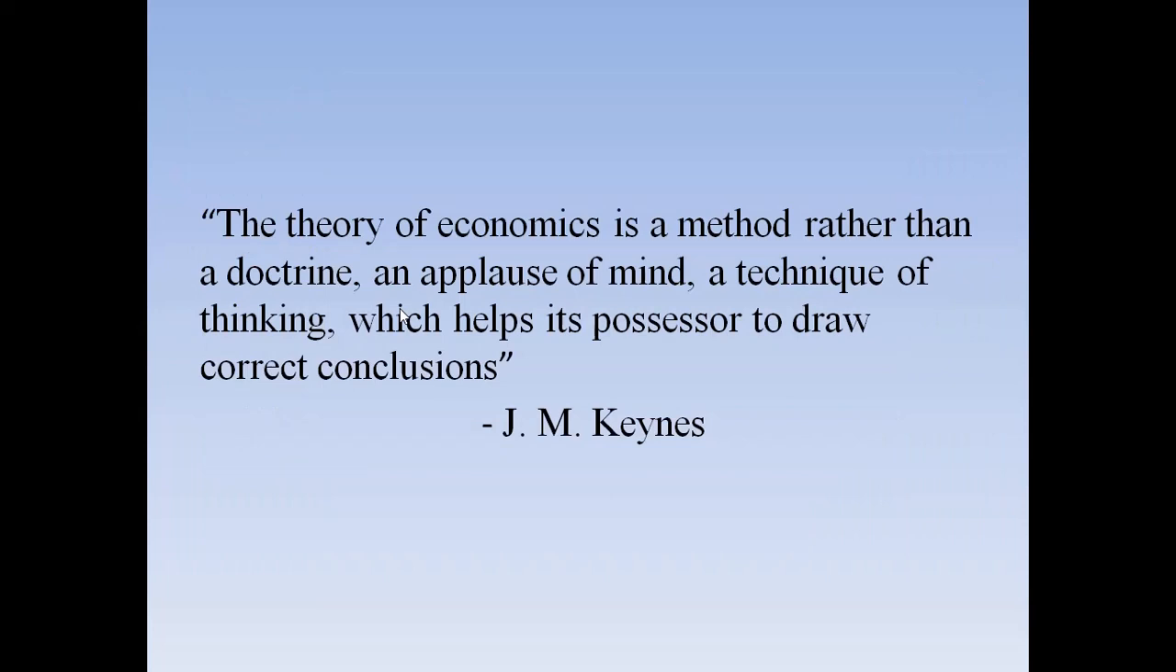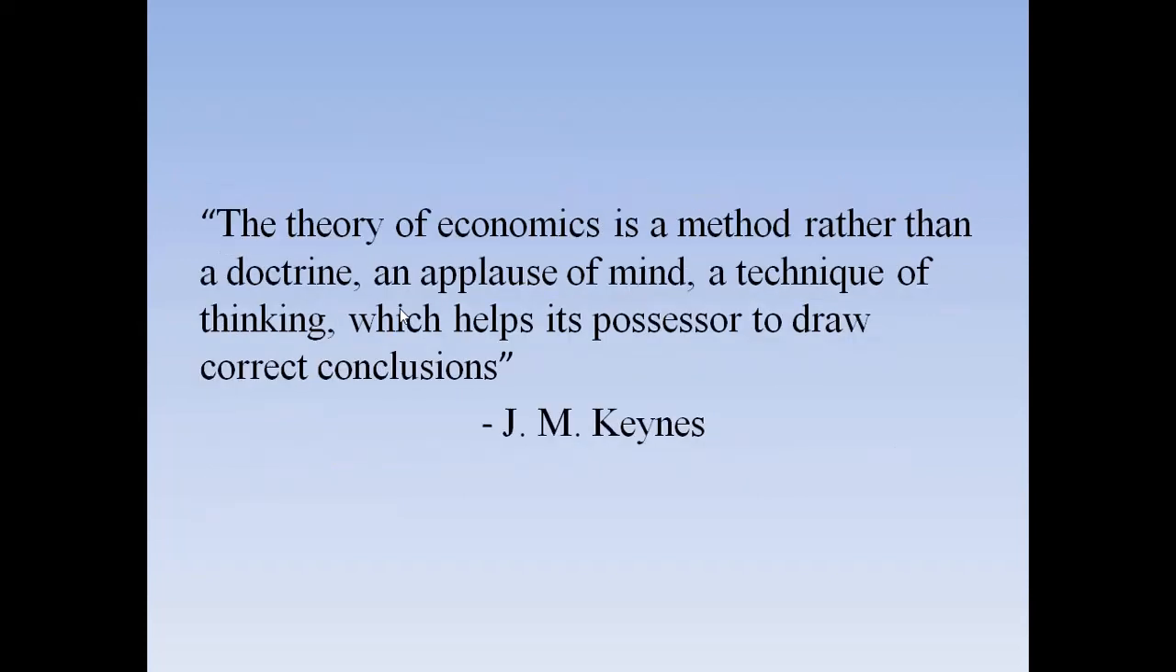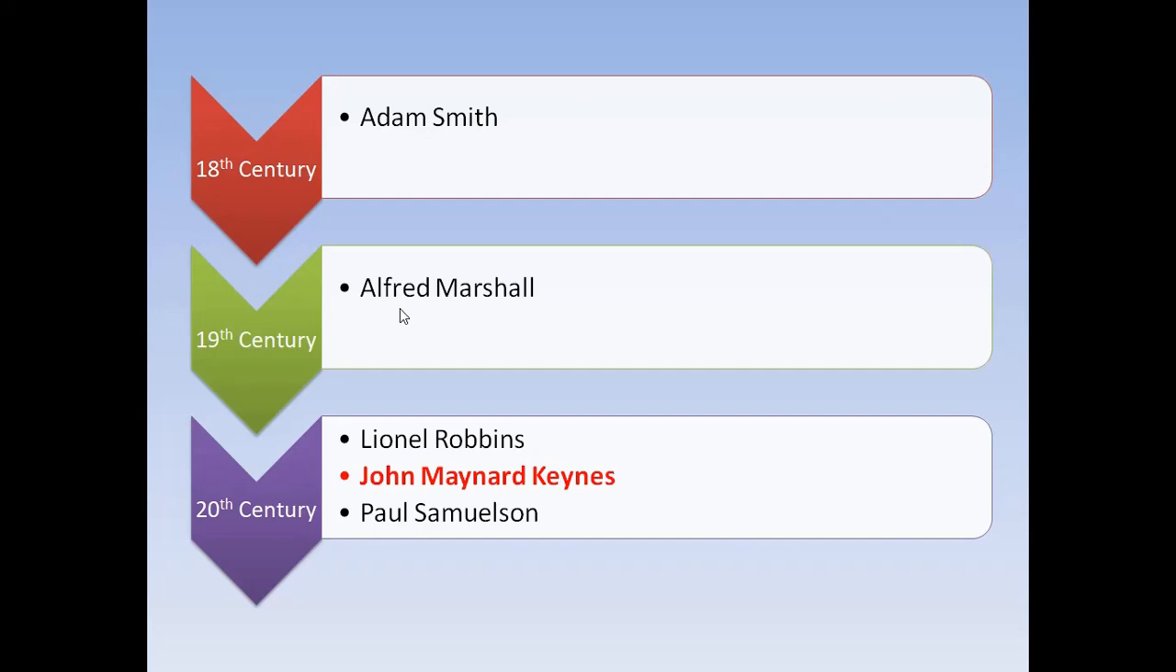during the Great Depression. He came up with his book, The General Theory of Employment, Interest and Money, I forgot the exact name. In his book, he talked about the interference of government as well. And there was a fight between Robbins and Keynes. Lionel Robbins, Adam Smith, Marshall, Keynes, Samuelson, they all are very famous in this area. They are the founding fathers of different kinds of theories in economics.